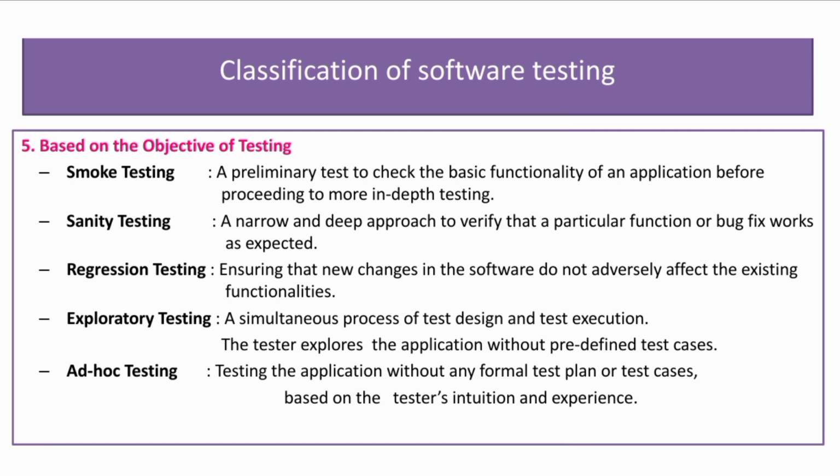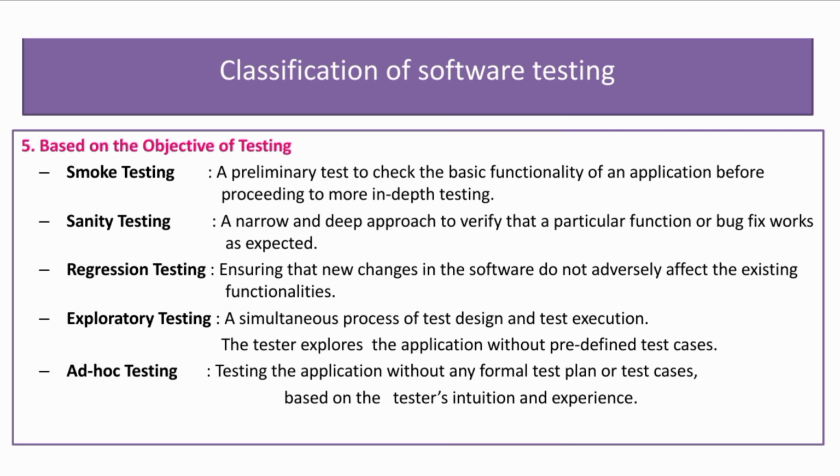In the objective of testing, we have classified into 5 categories: smoke testing, sanity testing, regression testing, exploratory testing, and ad hoc testing. Smoke testing means you can apply testing at unit level, or the final level, that is user acceptance level, or intermediate level like integration level or system level. We can apply at any level.